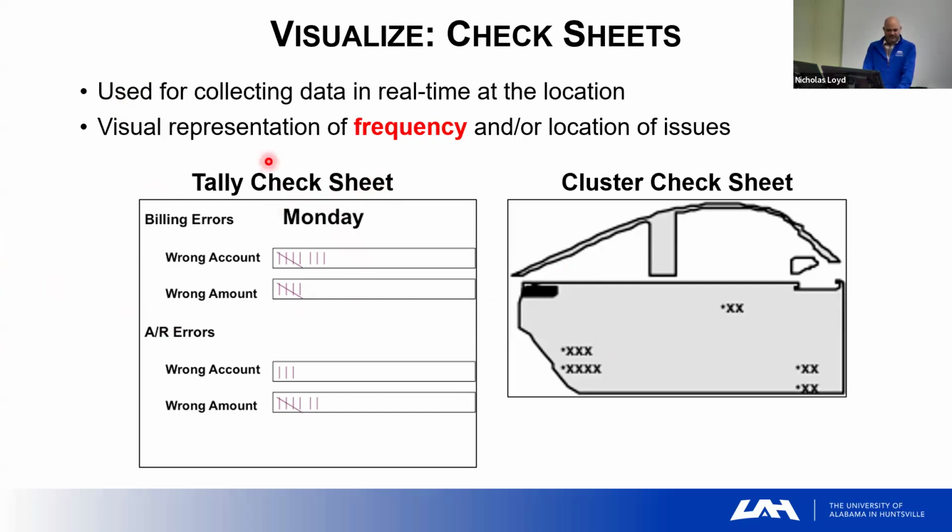So this is just an example. Maybe I'm working at an accounting firm and they have types of errors that they want to track. There could be billing errors. I bill the wrong account. Or I bill the customer for something I was supposed to bill someone else, or maybe they bill the right people, but for the wrong amount. And same thing, they could receive money for the wrong account or the wrong amount.